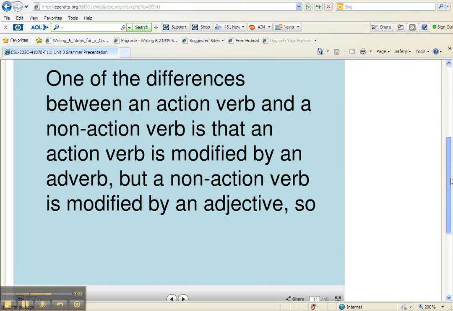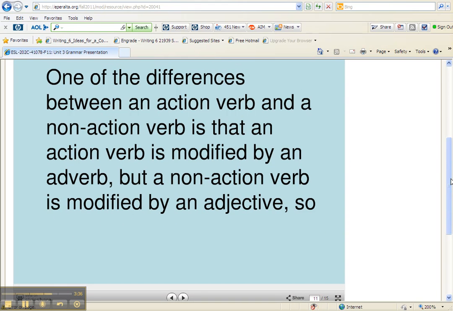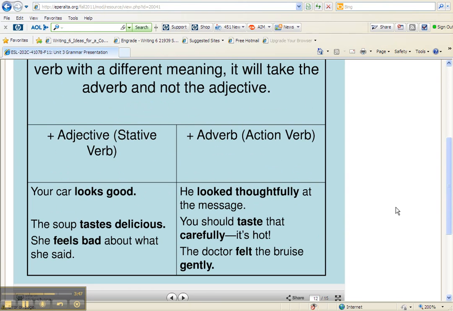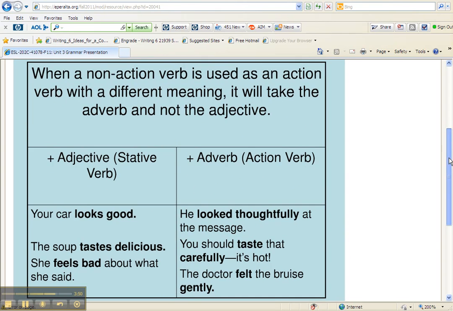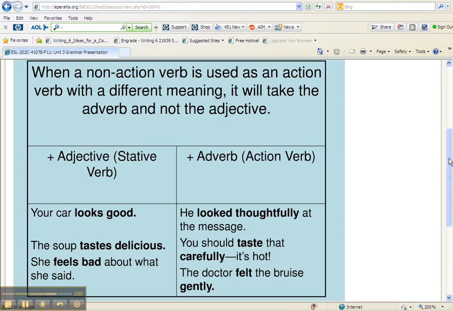Okay, one of the differences between an action verb and a non-action verb is that an action verb is modified by an adverb, but a non-action verb is modified by an adjective. So, when a non-action verb is used as an action verb with a different meaning, it will take the adverb and not the adjective. So when I say your car looks good, that's stative and I use the adjective. When I say he looked thoughtfully at the message, this is an action verb now, and I'm using the adverb.